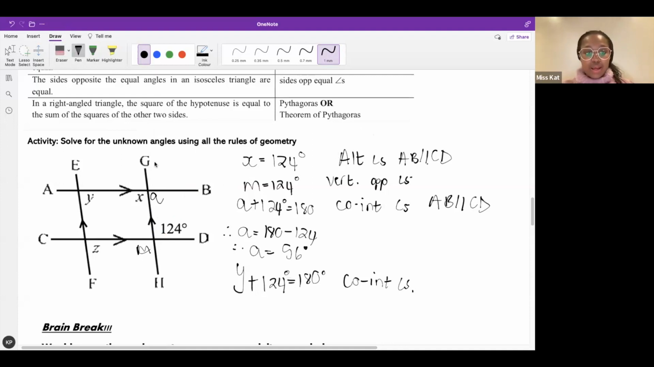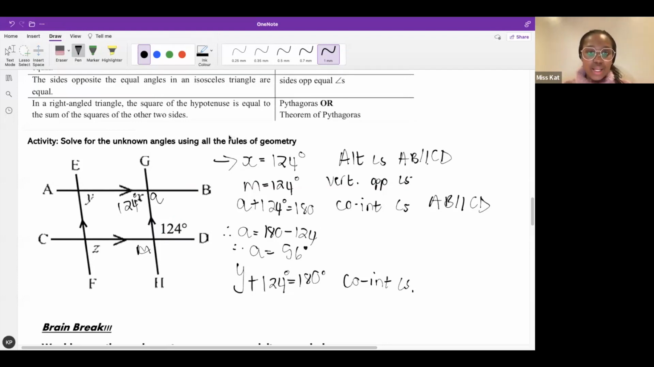Remember, Omata, we said X is equal to how much in step 1? So we said X is equal to 124. So that's the 124 I'm using. It's the one with X. Okay, it's the one with X.